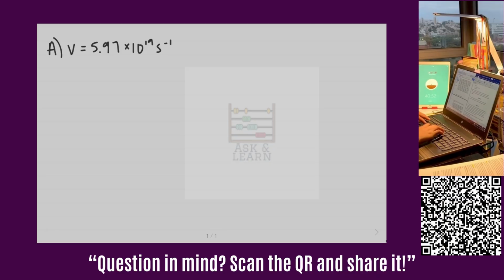Okay, so for this problem, we're going to be calculating what the energy is based on different values given. So here we are given our variable of V. So we're going to use the equation of E is equal to HV, where E is the energy we're solving for and H is a constant.